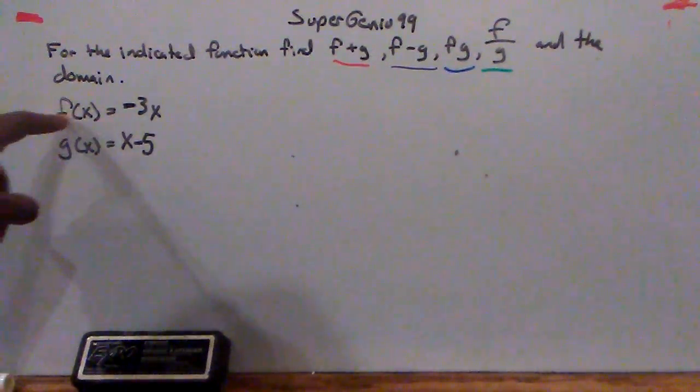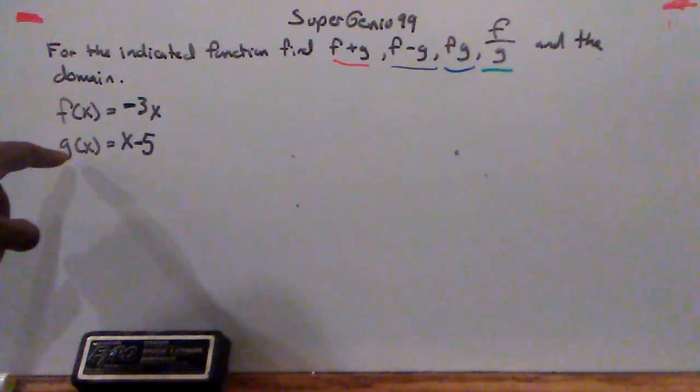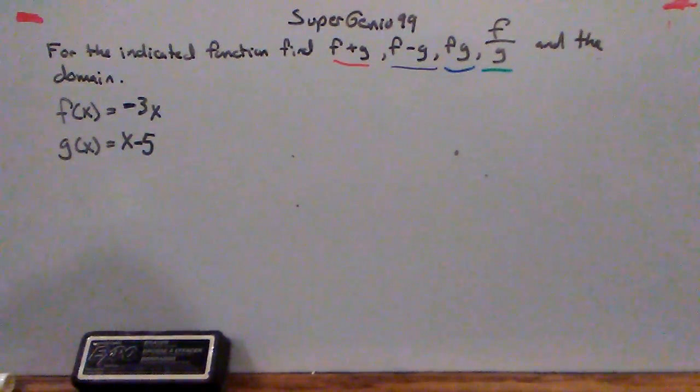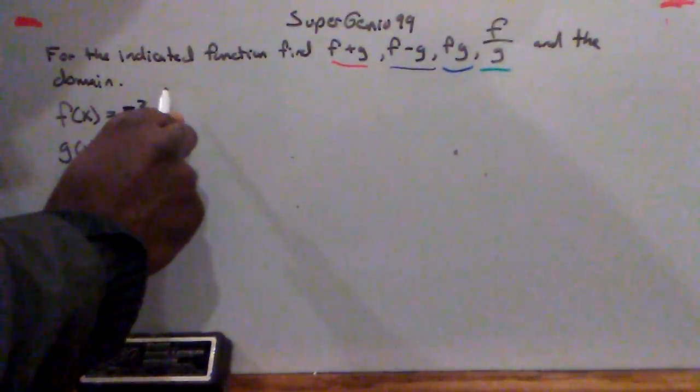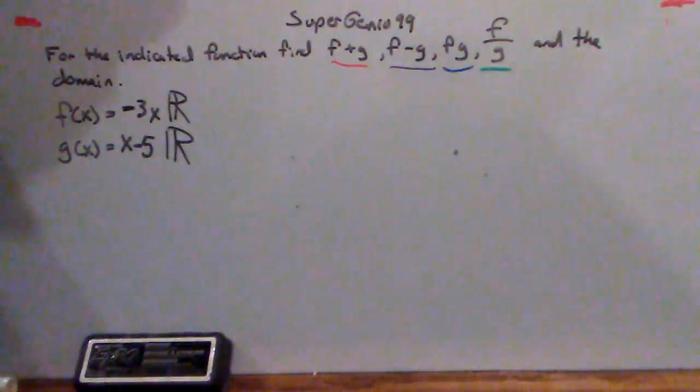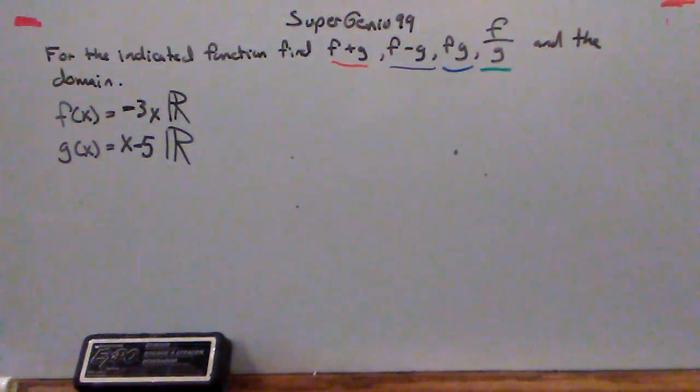Okay, here on the board we have f of x equals -3x. G of x equals x minus 5. Okay. And these two, once again, are all real numbers. Why? Because there is no number you can plug in and make it undefined. So your domain is pretty much all real numbers unless you have something that can be undefined.